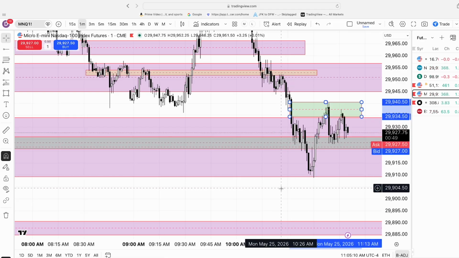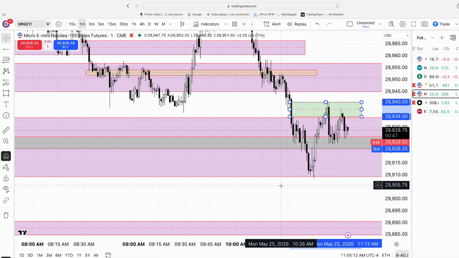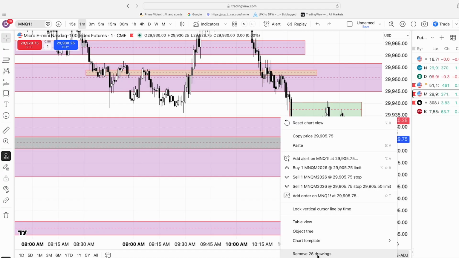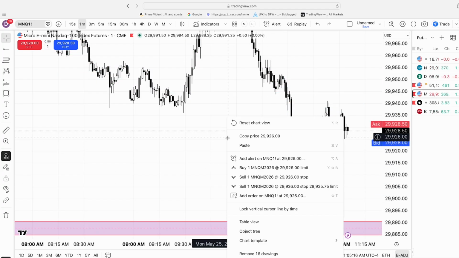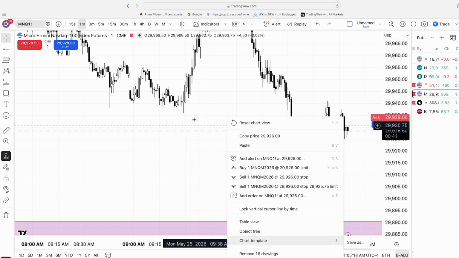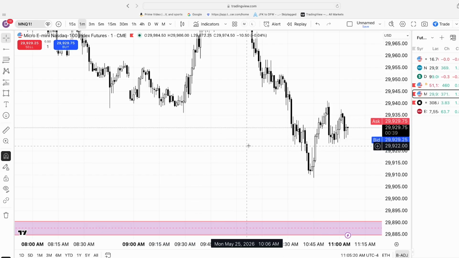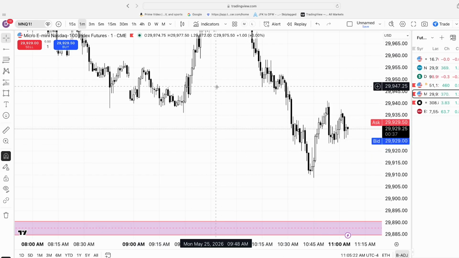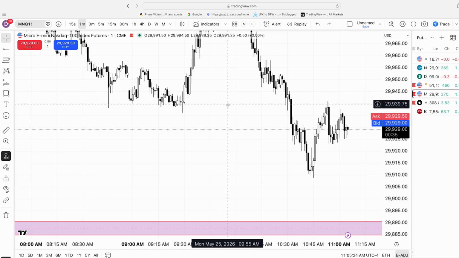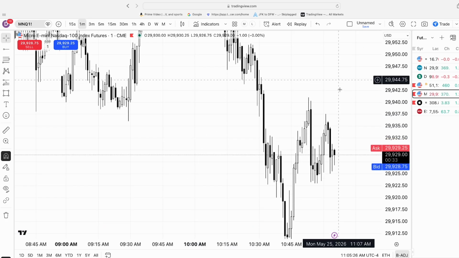I can clear my board at any time. I do mark my sheets up. I'm going to remove all drawings in TradingView. I right click, remove drawings, because I like to draw on it. I don't use any indicators. I just strictly draw.